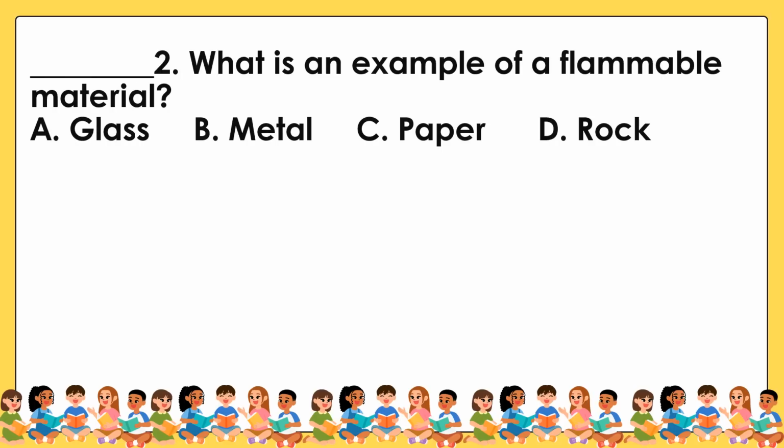Next, number 2. What is an example of a flammable material? A. Glass, B. Metal, C. Paper, or D. Rock? The correct answer is letter C. Paper.